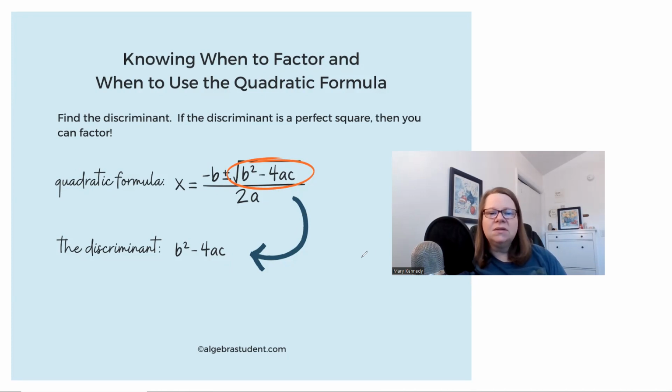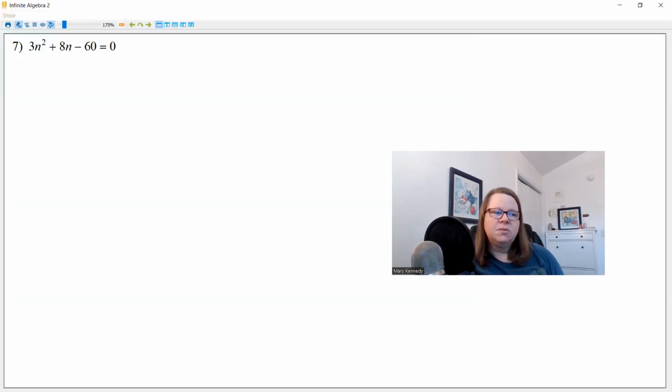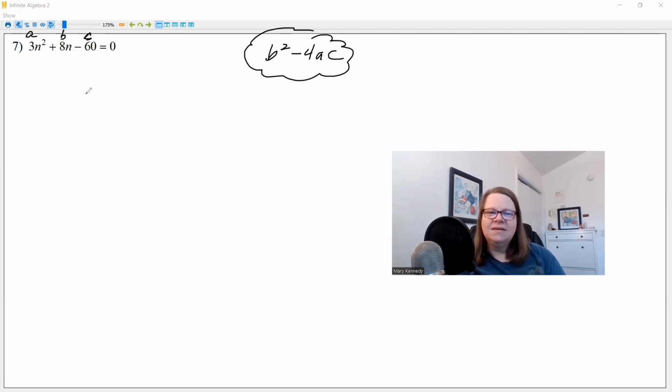So let's take a look at an actual example, and we're going to follow this pattern. Okay, so we're going to see, is this factorable, or would we have to use the quadratic formula to get our solutions? So remember that the discriminant is just b squared minus 4ac. So that's our formula that we'll use. And so, this is in the form ax squared plus bx plus c. And so b squared minus 4 times a times c. We're just plugging into the formula. So b is 8, a is 3, and c is negative 60.